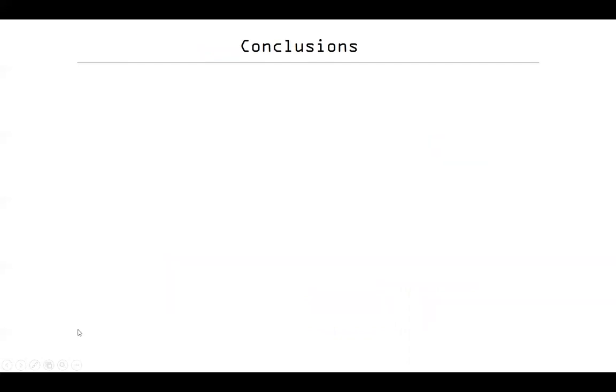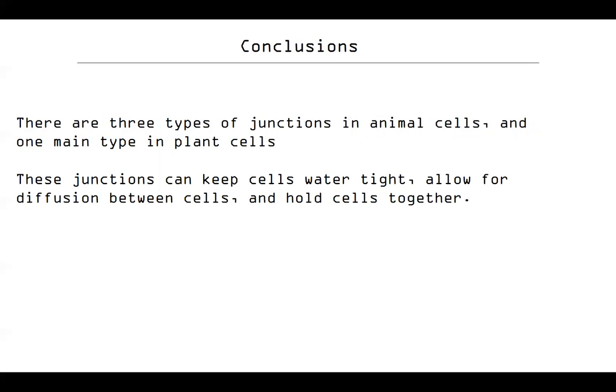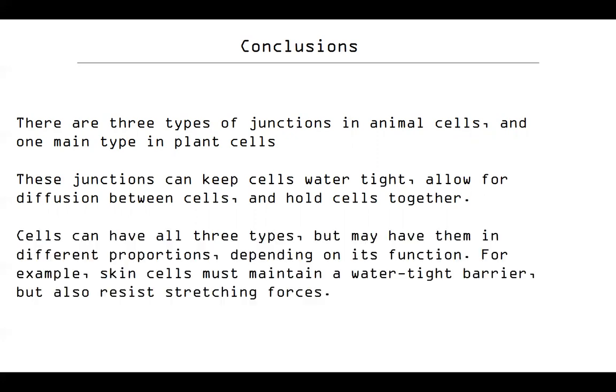So in conclusion, there are three main types of junctions in animal cells and one main type in plant cells. So these would be, again, the gap junction, the tight junction, and the desmosome in our animal cells, and then plasmodesmata in our plant cells. These junctions can keep cells watertight, allow for diffusion between cells, and hold cells together. And again, cells can have all three types. They may have them in different proportions depending on its function.